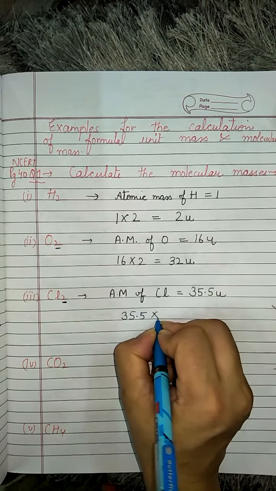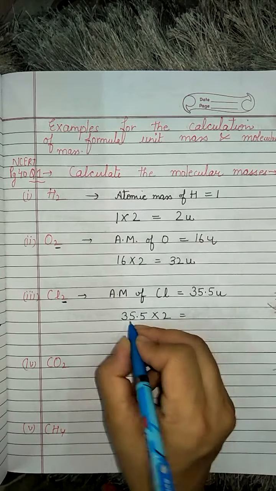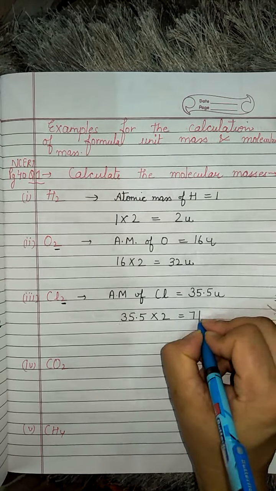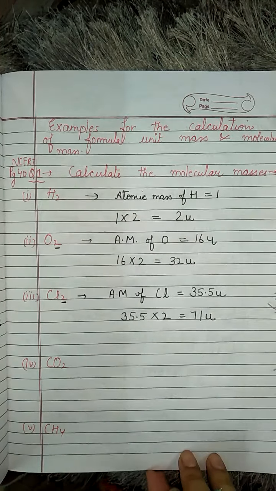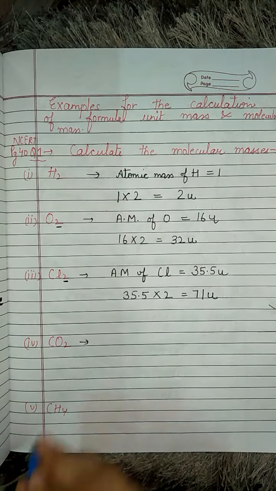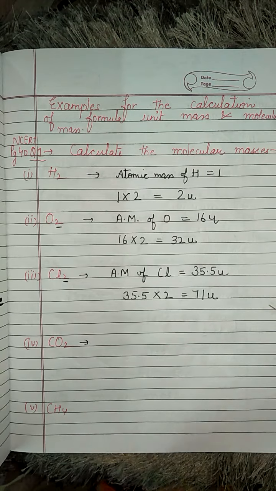35.5 multiplied by 2. 35 2s are 70 plus half, so it will come 71 u. I hope you are getting. These are very simple things. Now I am writing it in the simplest way.